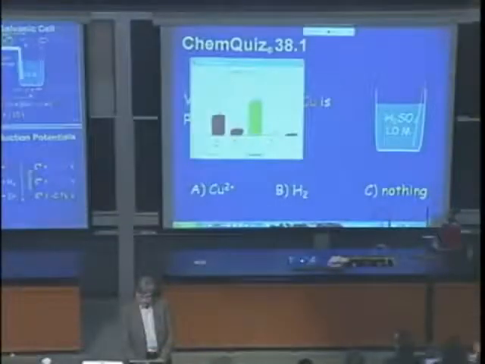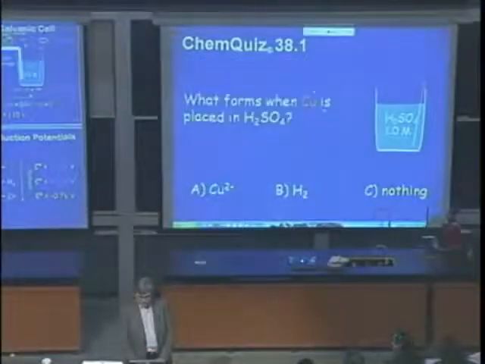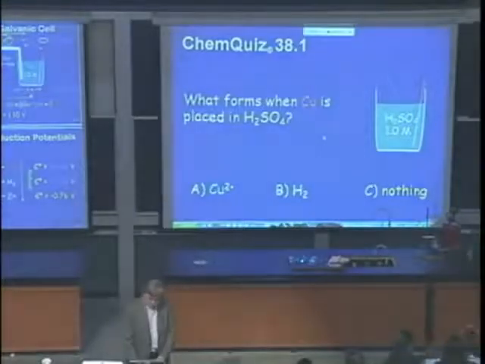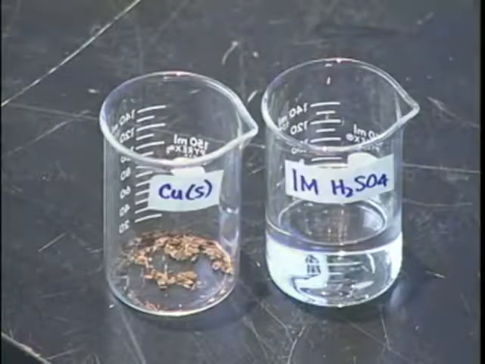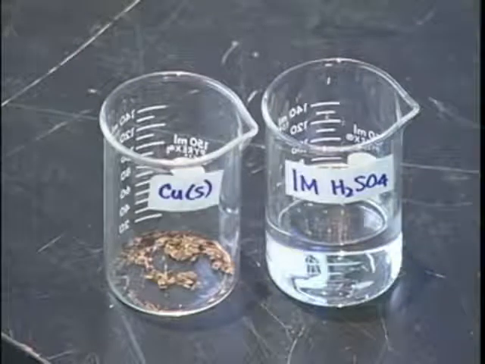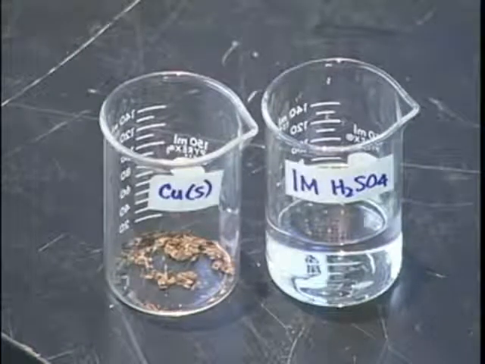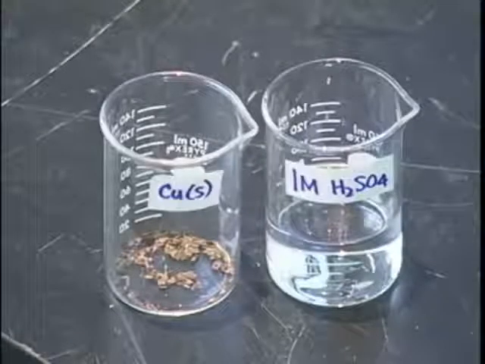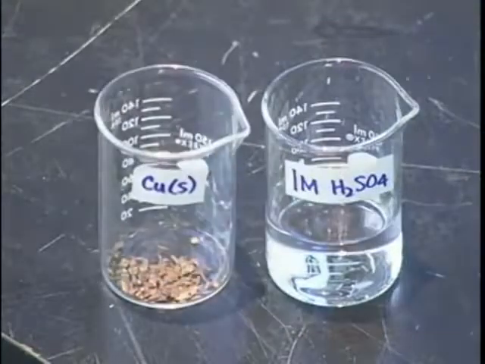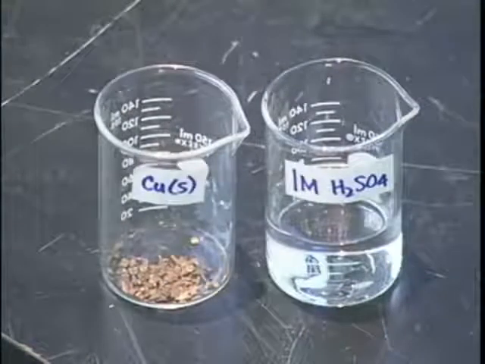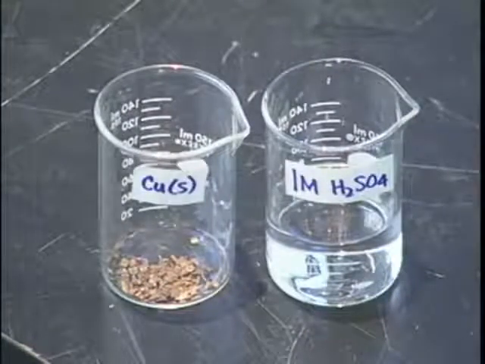Okay. Why don't we do that experiment? Let's do that experiment, please. So we have 1 molar sulfuric acid and copper. See, that's copper metal there. Can you shake it a little bit? Okay, now we said nothing, the majority said nothing. Let's have a look at this. Of course, nothing.